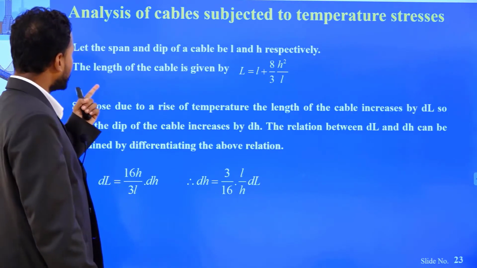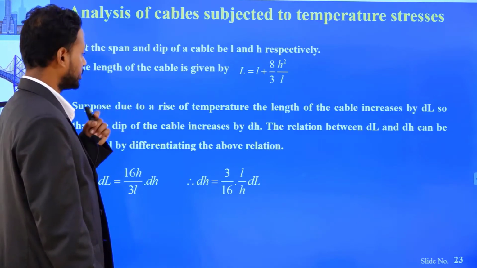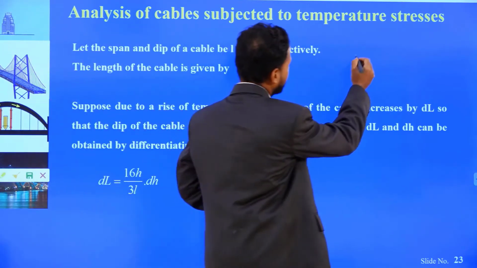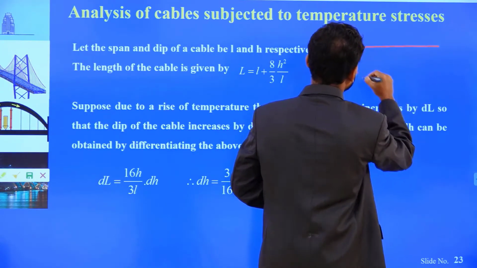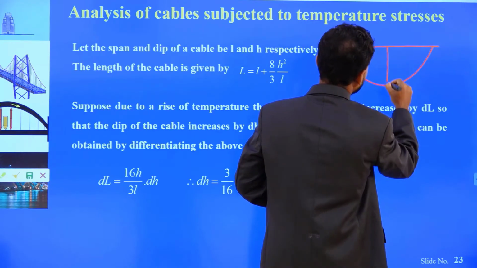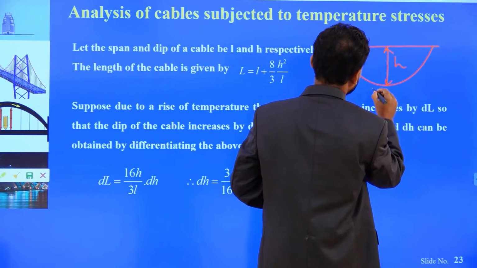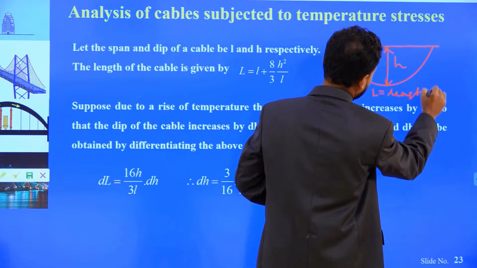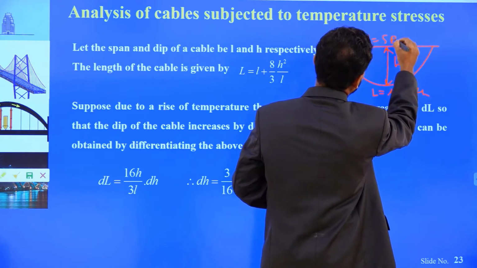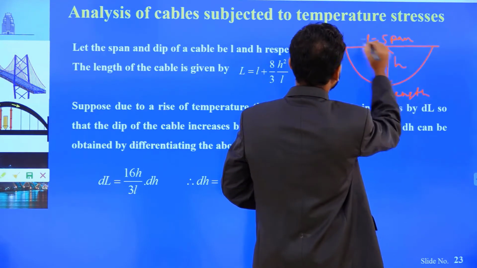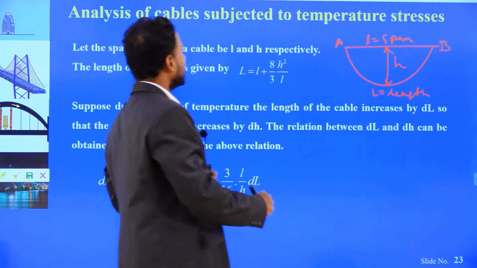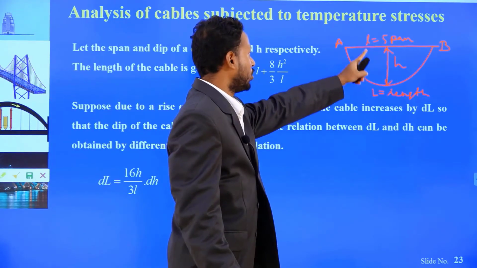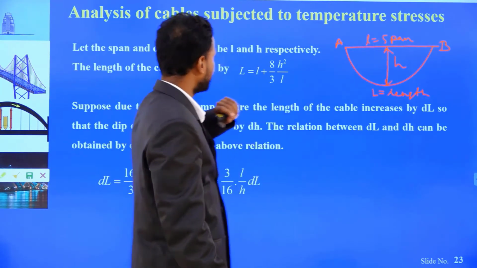Let the span and deep of the cable be l and H respectively. Just let me draw here the span and deep of the cable. This is the span of the cable and this is the length of the cable. This is deep of the cable H, this is small l span, right? This is A support, this is B support, okay? So small l is the span of the cable, capital L is the length of the cable, and H is the deep of the cable, right?